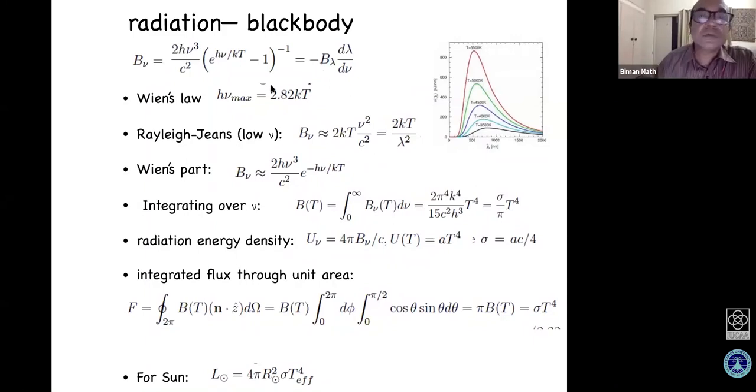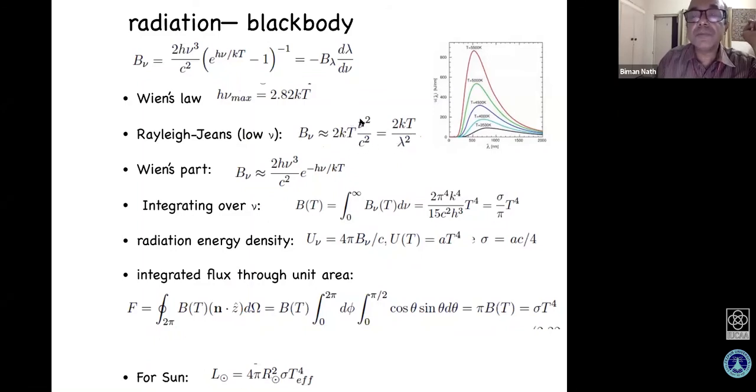Then, of course, there are approximations for the low frequency end and approximations for the high frequency end. Low frequency, which means longer wavelength, is the Rayleigh-Jeans part. There, it can be approximated when nu is small, h nu is small with respect to kT. Then the exponential can be approximated, and this is how the approximation goes.